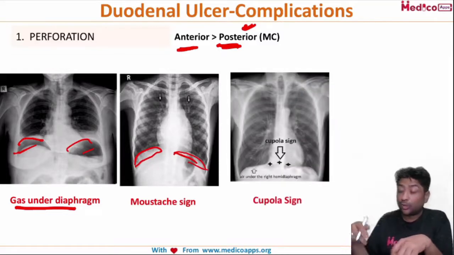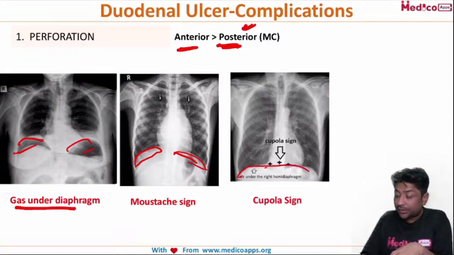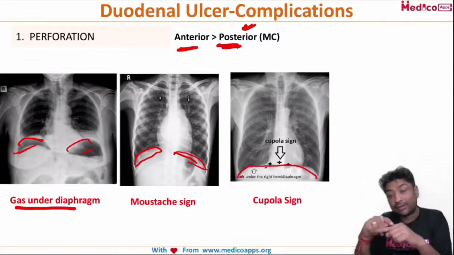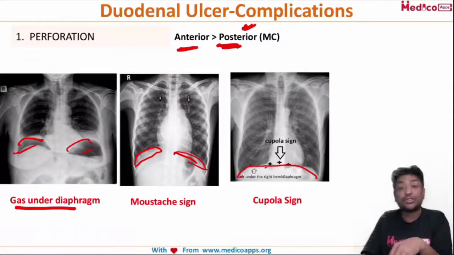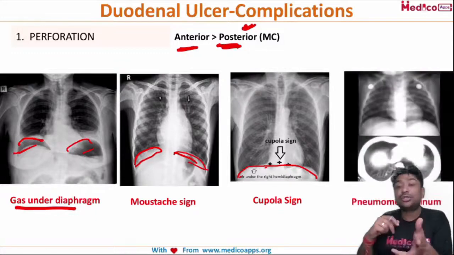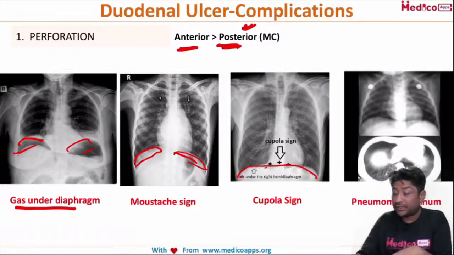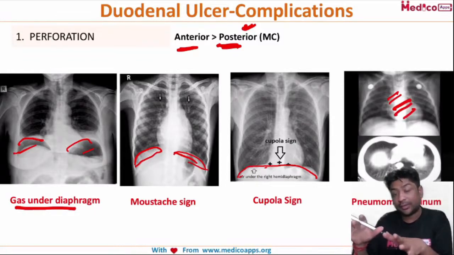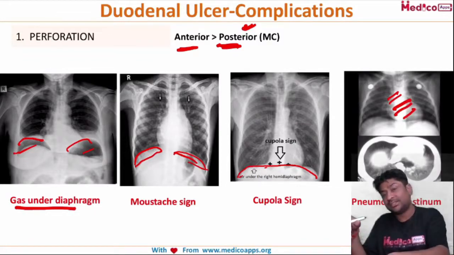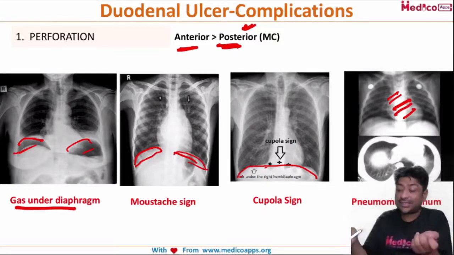Another sign is the cupola sign. So here what happens? Again, there is a continuous gas under the diaphragm, so you can see a continuous line. So this is called the cupola sign. And the last is pseudomediastinum. So here you can see the heart shadow, there is air above the heart shadow, so this is pseudomediastinum. So again, all of these can be asked as an image based question.